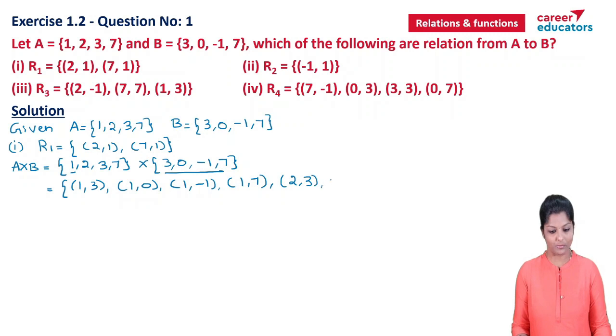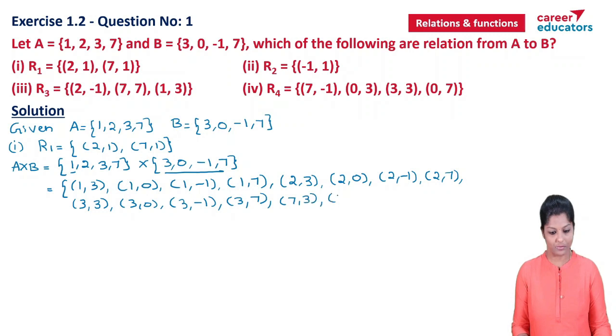(2, 3), (2, 0), (2, minus 1), (2, 7), (3, 3), (3, 0), (3, minus 1), (3, 7), (7, 3), (7, 0), (7, minus 1) and (7, 7). Now we got A cross B.